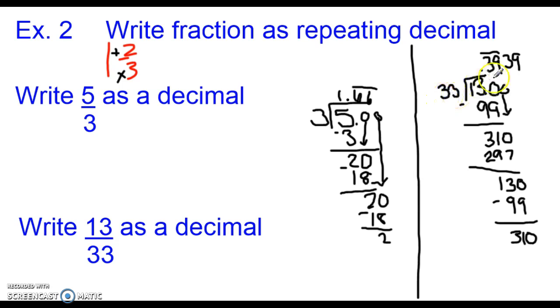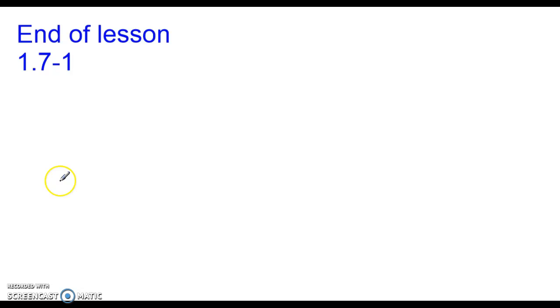Okay, so if you did the second one, you would have realized that you got the number 3939 repeating over and over. And although it's not the same number constantly repeating, since it is a pattern of numbers repeating, it would still be considered a repeating decimal. And that is it for lesson 1.7.1.